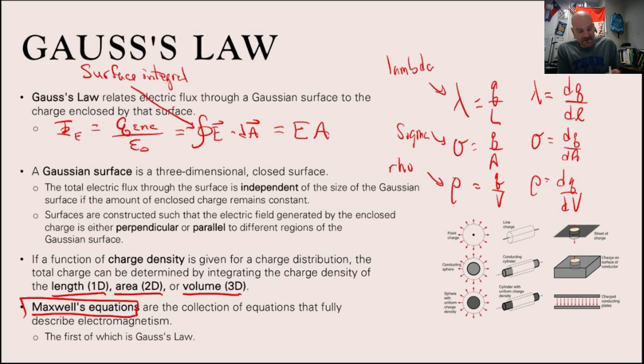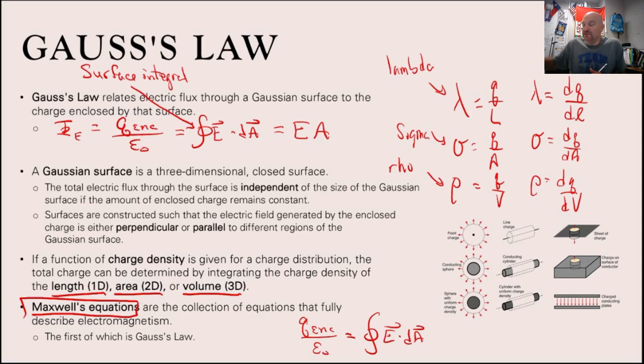Okay, so Q enclosed over epsilon naught equals the surface integral of E dot dA. That is the first of Maxwell's equations. All right, so let's look at an example problem of Gauss's law.